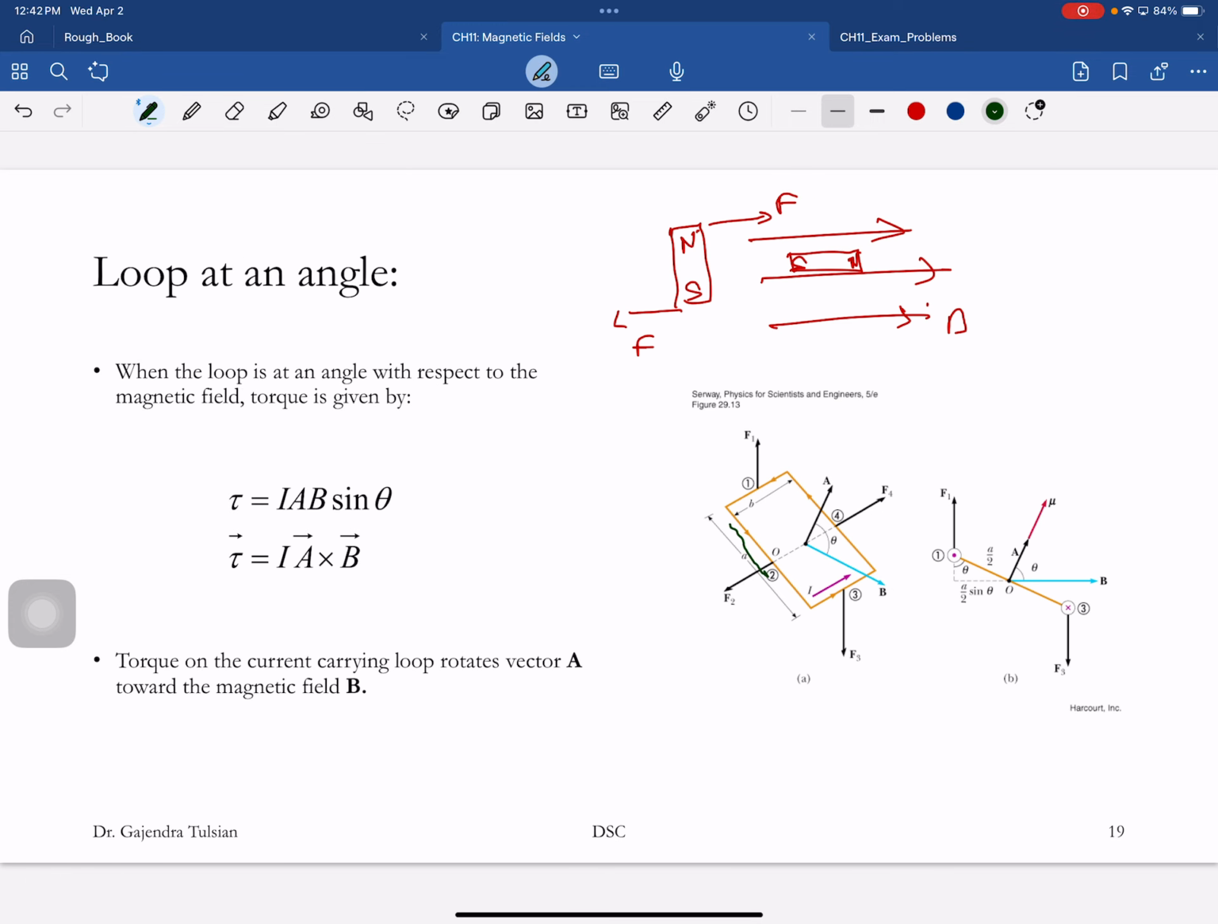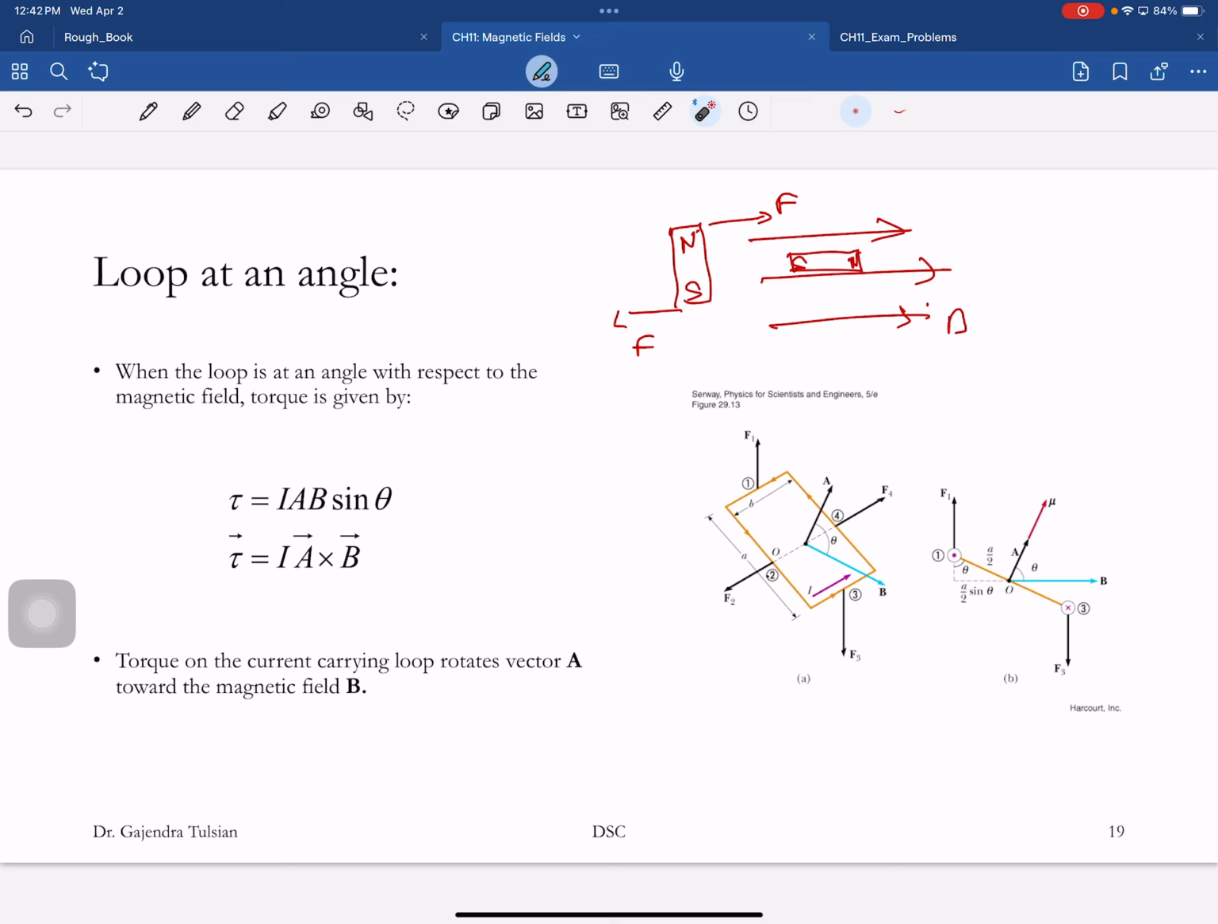So here's a loop of wire carrying a current like that. Your thumb is pointing in that direction with your right hand. And the forces on these two guys are canceling each other. These forces are making the loop turn, and you see the loop is turning such that the area vector is being lined up with the magnetic field vector.